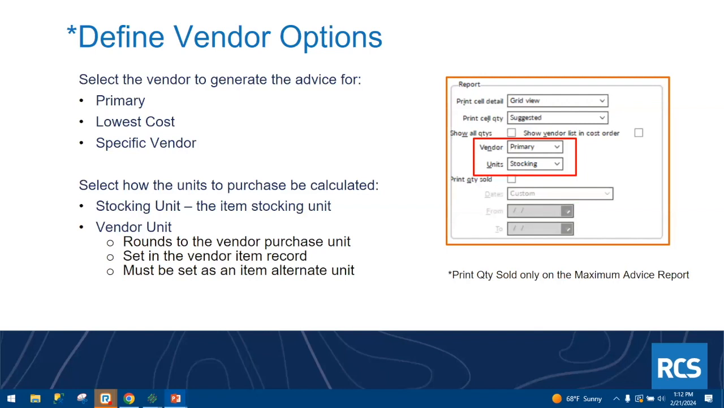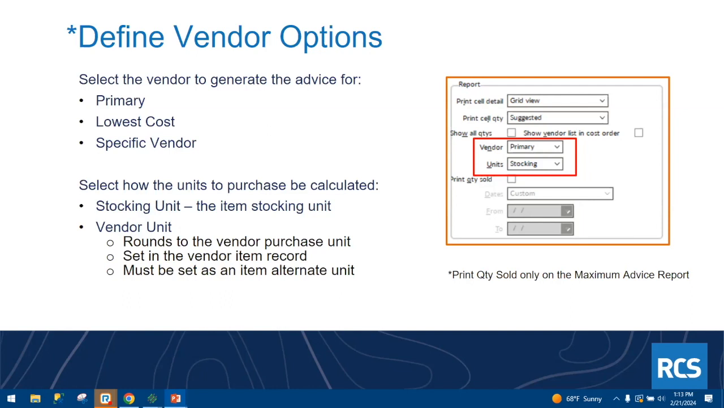On this report also, there are a few other things that we can define. When we run this report, we can select which vendor we want to run the report for. We can tell it we want to look at just the primary vendor for our items. We can look at the lowest cost vendor for the items, and we can choose to look at a specific vendor for the purchase advice.